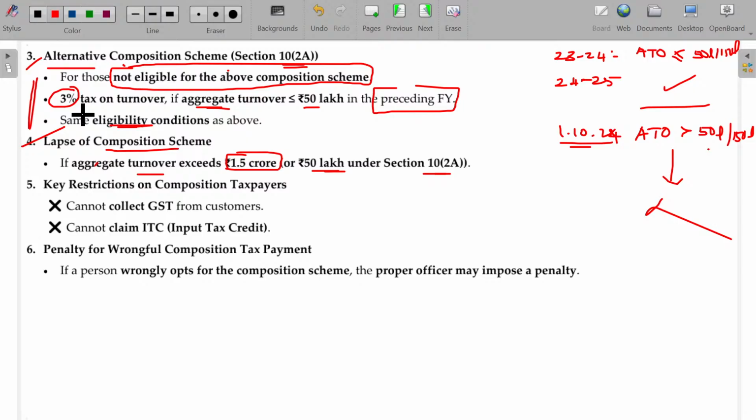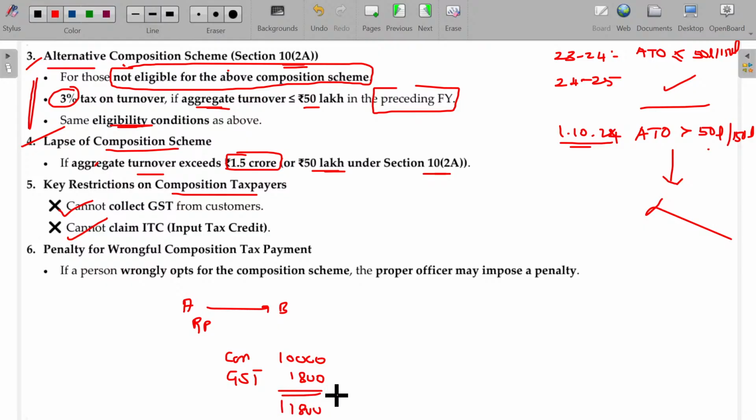Now, what are the restrictions you have in case of composition scheme, sir? Cannot collect the GST, cannot claim the ITC. In case of a regular levy, for example, restaurant A supplies food to B, who is a regular registered person. They raise the bill, consideration being 10,000 rupees and GST, CGST and SGST, at the rate of 18%, 1,800 rupees. A can collect 10,000 plus 1,800, 11,800 rupees from B.